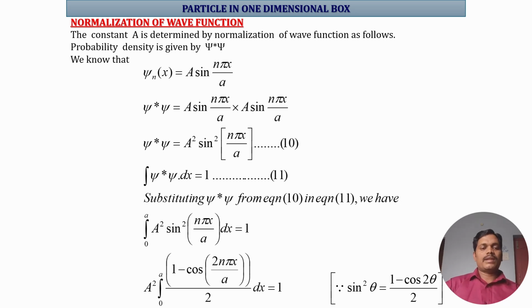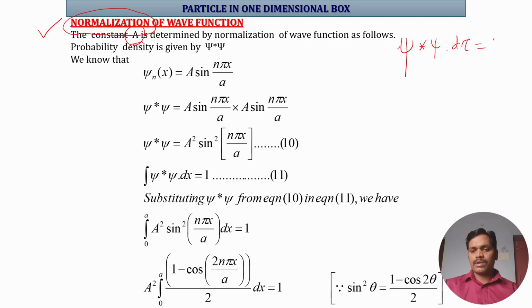Now we have to go for the normalization of the wave function. This is a very important phenomenon. Why do we have to go for normalization? Normally, in order to determine the arbitrary constant a, we have to go for normalization of the wave function. Before discussing this, we should understand the probability condition: for a particle present, the integral of psi star psi d tau is equal to 1.